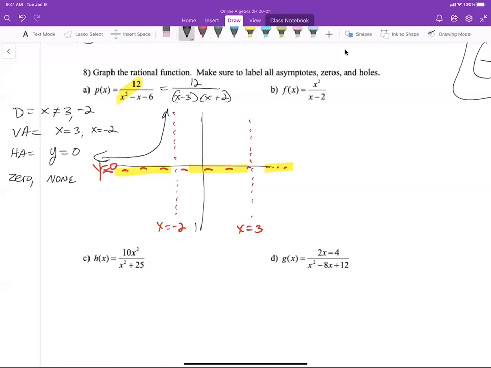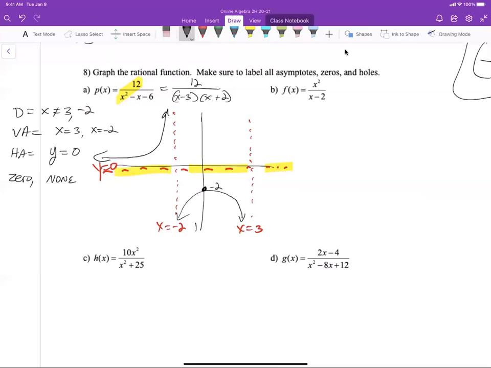And in the region between -2 and 3, let's pick 0. So if x is 0, up top is positive. On the bottom, I've got -3 times 2, and in fact, that'll be -6. That'll actually be a -2. So when x is 0, y is -2. And so I didn't have to label that.